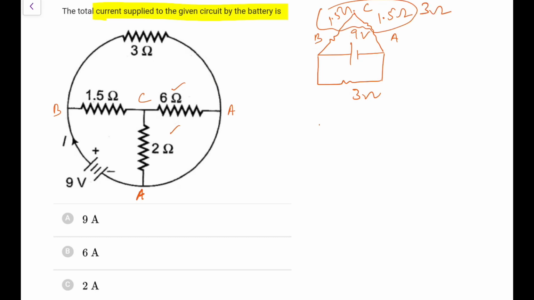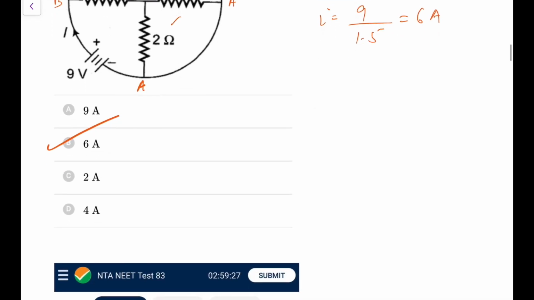So 3 and 3, so the equivalent would be 3 by 2, that is 1.5. So I would be 6 ampere. So you can go for option B. It's not a tough one, you can make it out.